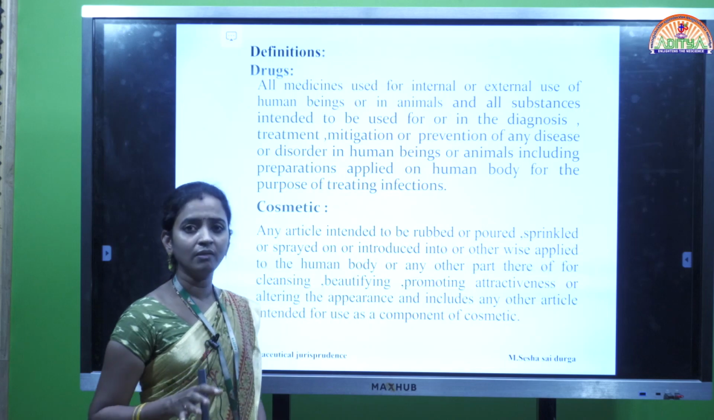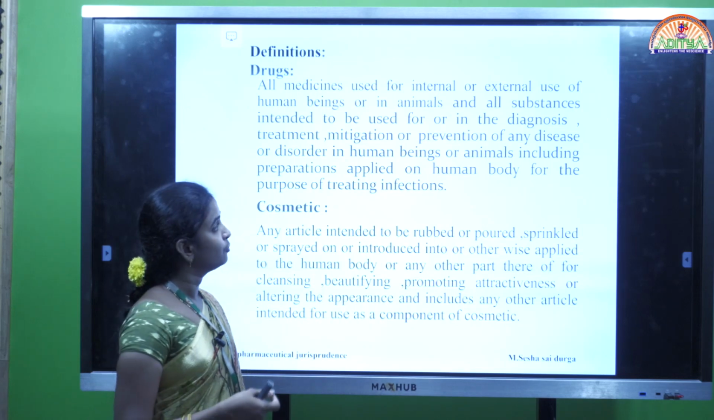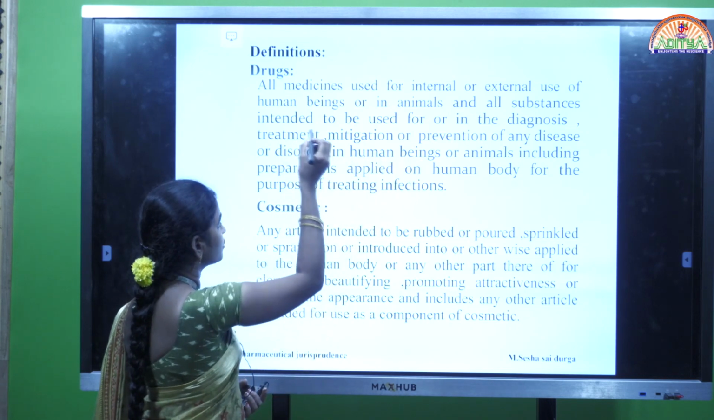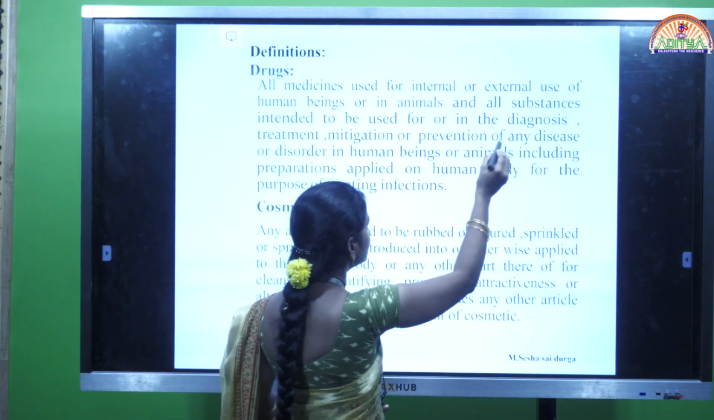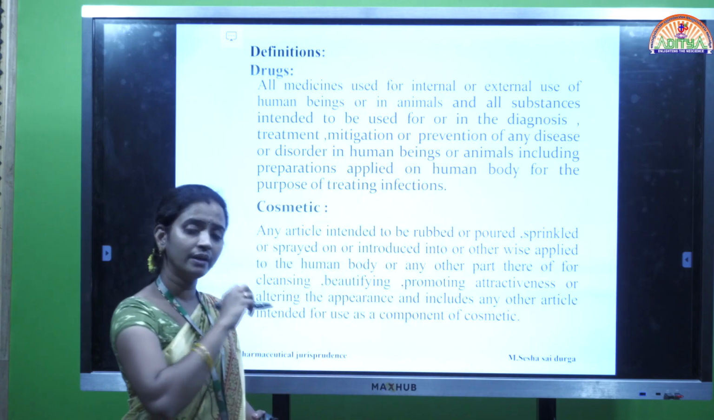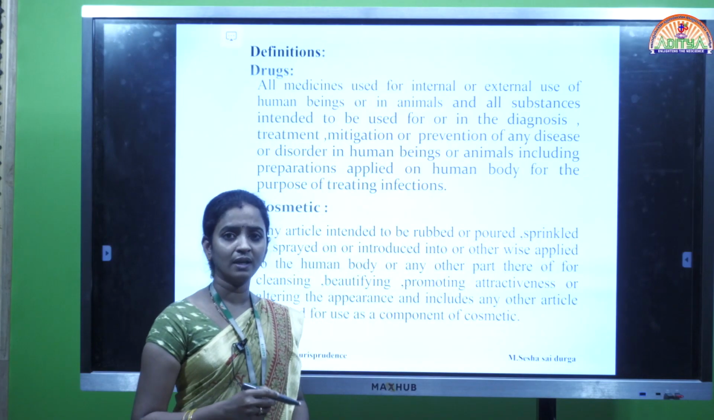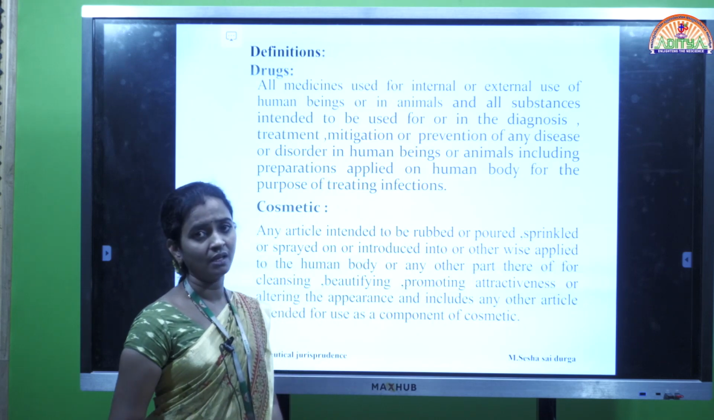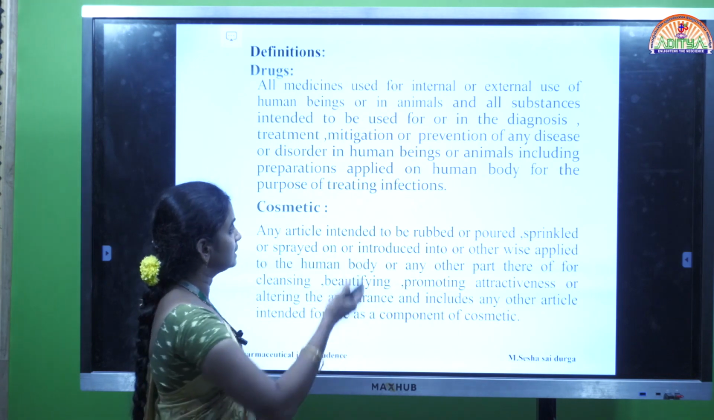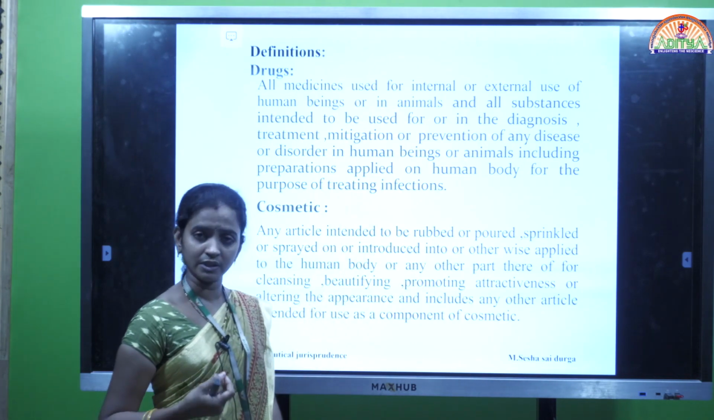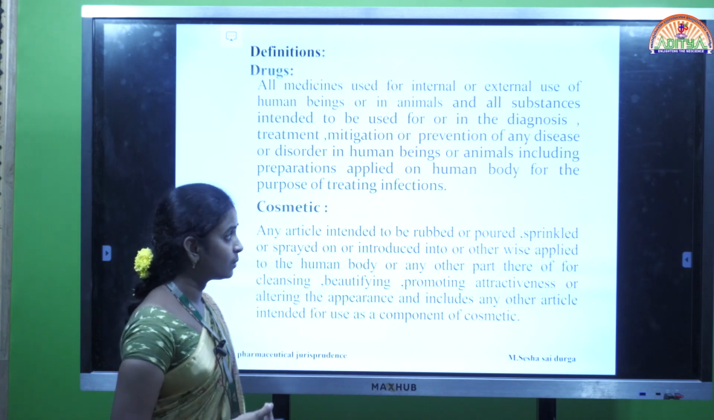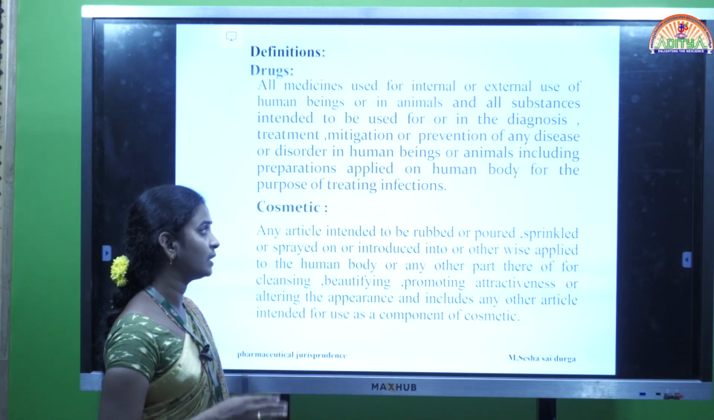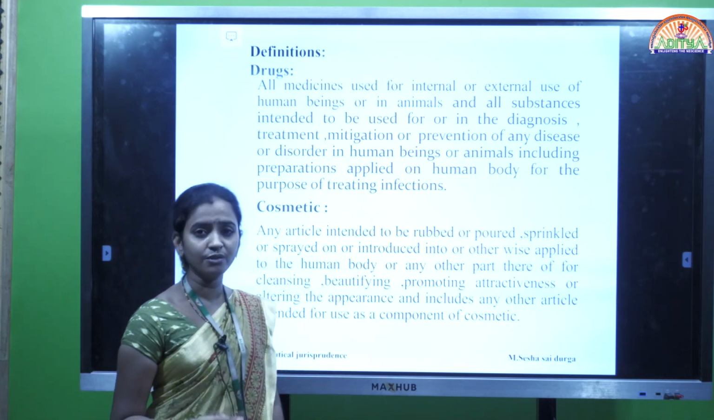So drug means, simply I will tell you, the chemical substance which is used for diagnosis, treatment, mitigation, prevention of any disease or disorder in human beings as well as animals. The chemical substances which are used to treat or to prevent or to diagnose the disease, for that purpose also we are using different drugs. So for all these purposes we are using them in human beings or in animals, then it is called a drug.